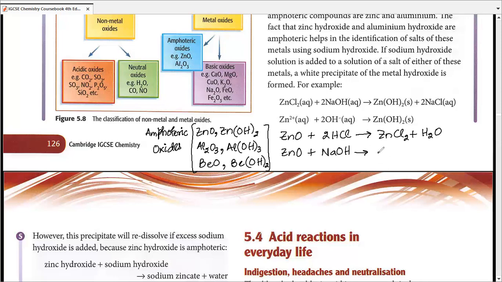When it reacts with a base, it can also form salt and water.